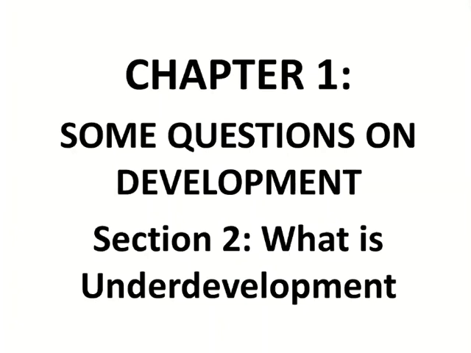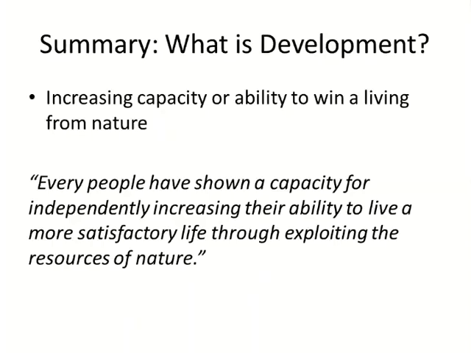So we are going to be looking at section 2, what is underdevelopment, as I said earlier. Just to go through a summary of the first chapter, what is development, we discussed last week that it is the increasing capacity or ability to win a living from nature. Every people have shown a capacity for independently increasing their ability to live a more satisfactory life through exploiting the resources of nature.